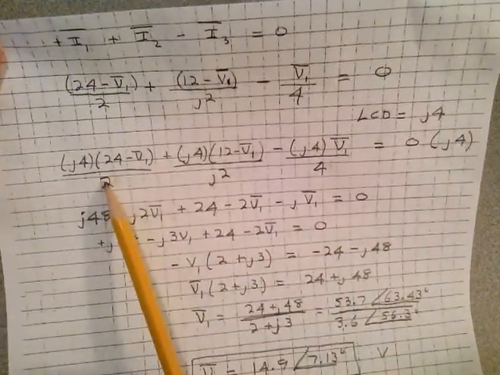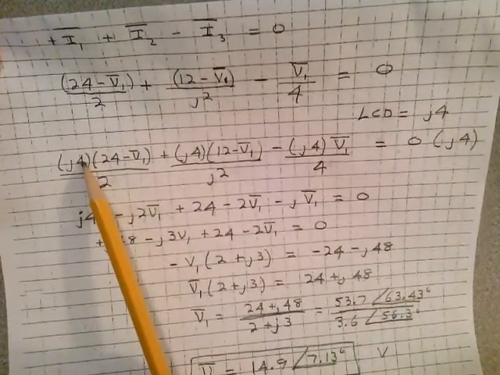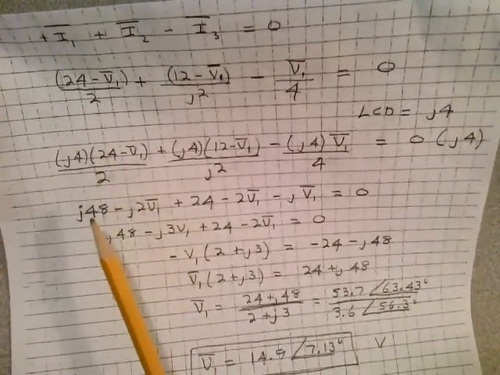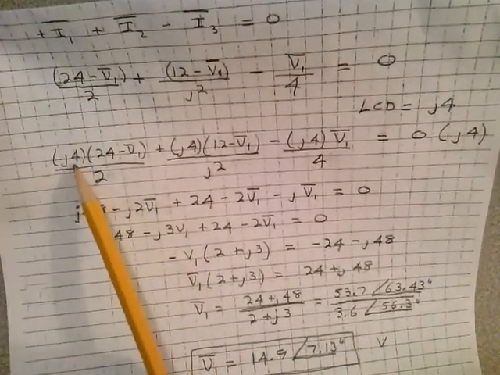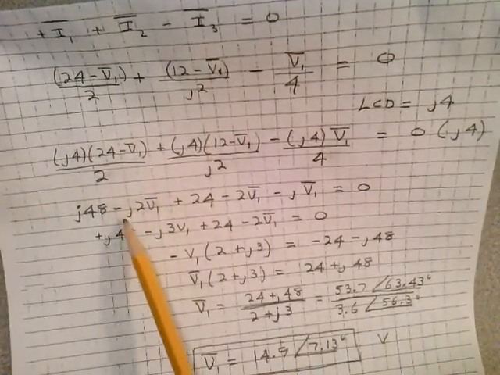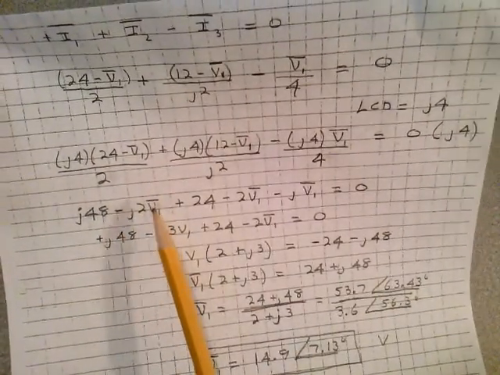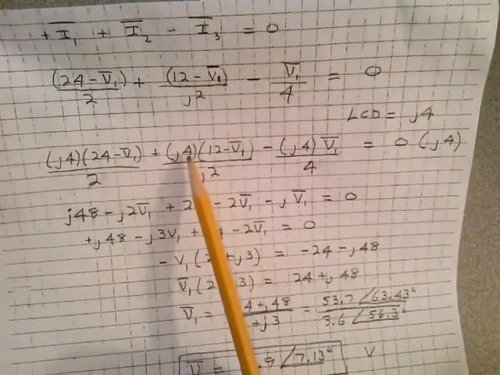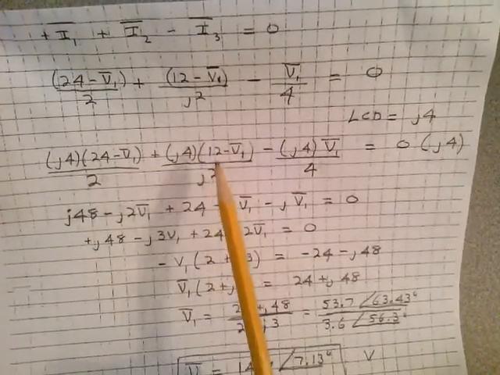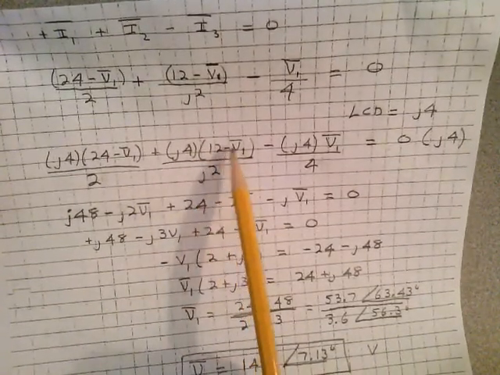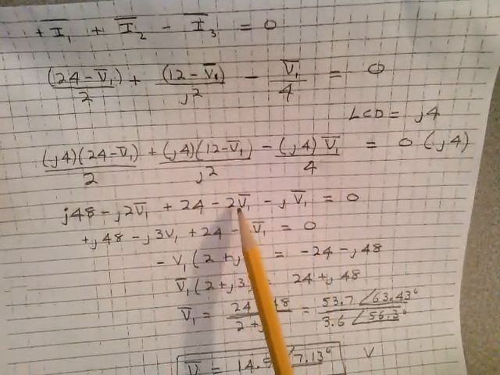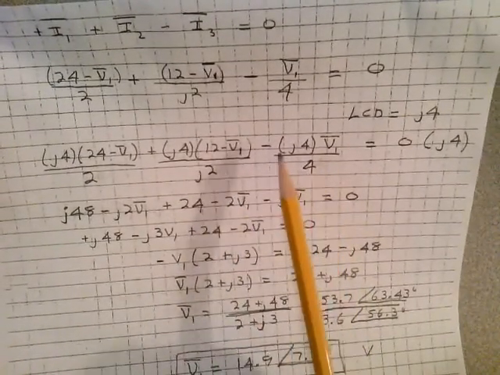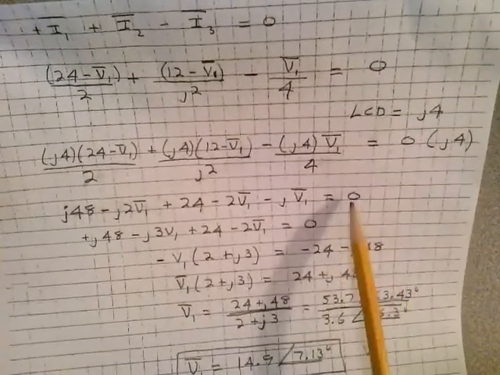So if you take a look, this 2 goes into that 4, and I get a J2 up here, and I take a J2 times a 24, and I get J48. And I take a J2 times a minus V1, I get a minus J2 V1. And over here, the J's cancel, and the 2 goes into the 4 two times, and I get 2 times a 12, which is 24, and 2 times a minus V1, which is minus 2 V1. And over here, the 4's cancel, and I simply get a minus JV1 equals 0.